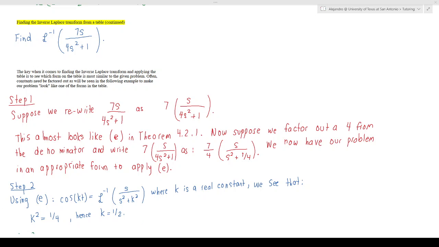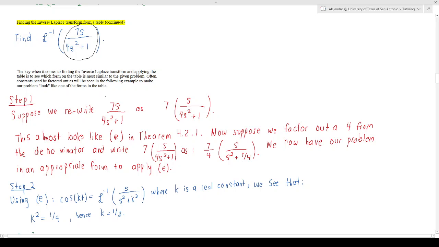Alright, so in this video we're going to do another example of finding the inverse Laplace transform of a function from a table. That same table that we were looking at earlier. So we have the function 7s over 4s squared plus 1.